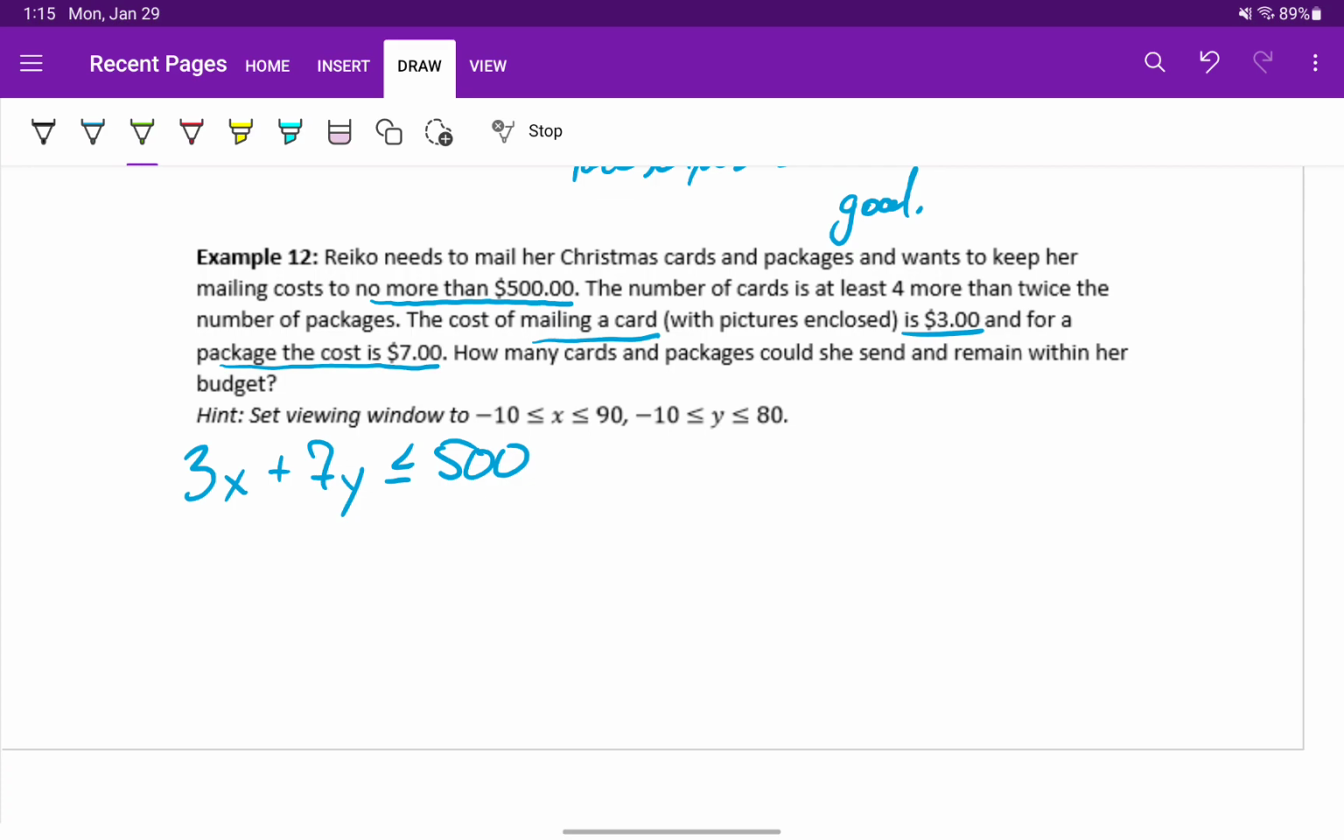And the other information we're given is that the number of cards needs to be at least 4 more than twice the number of packages. That means that x needs to be at least, so greater than or equal to, 4 more, so 4 plus twice the number of packages, 2 times y.